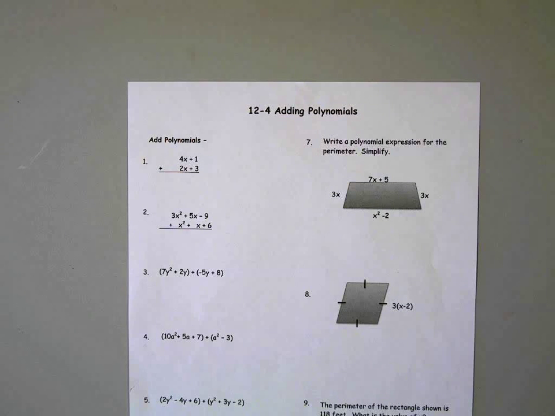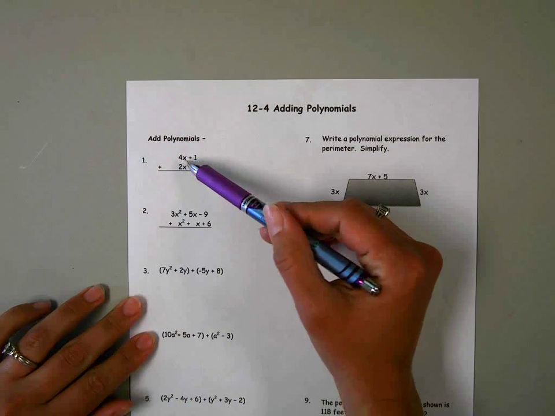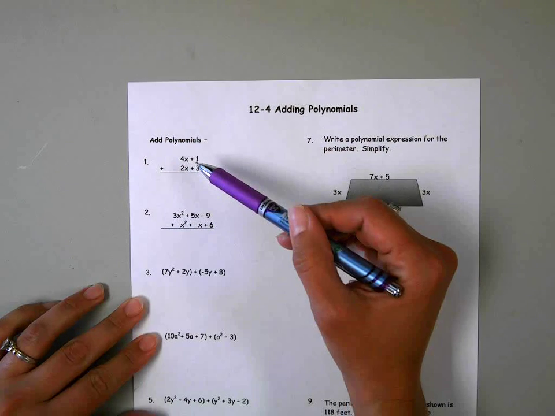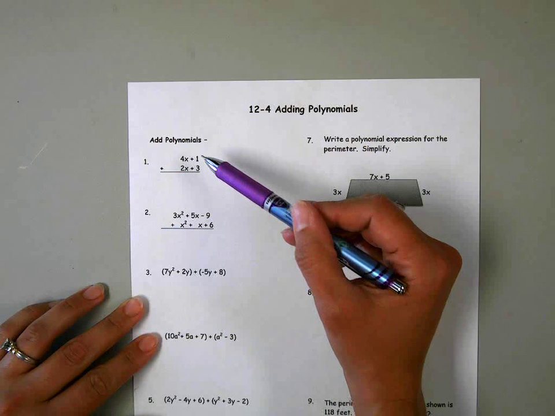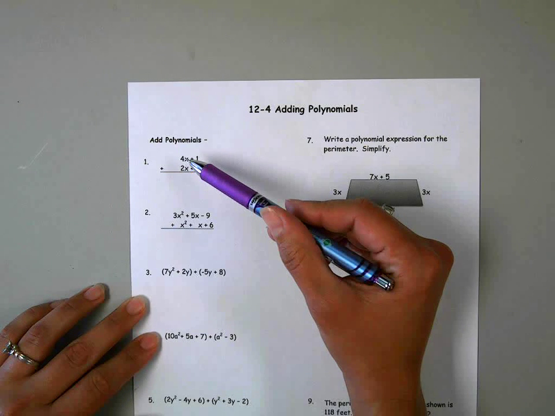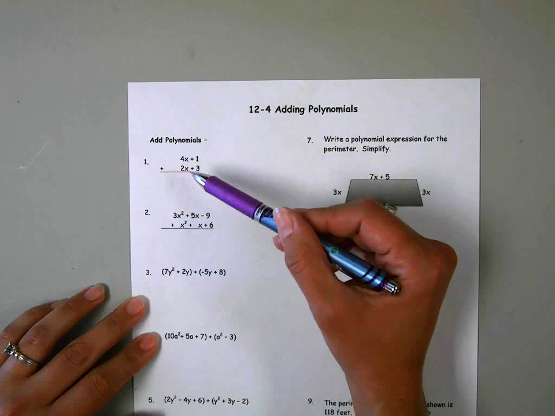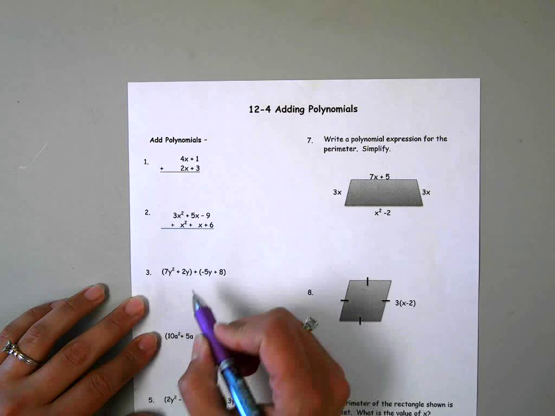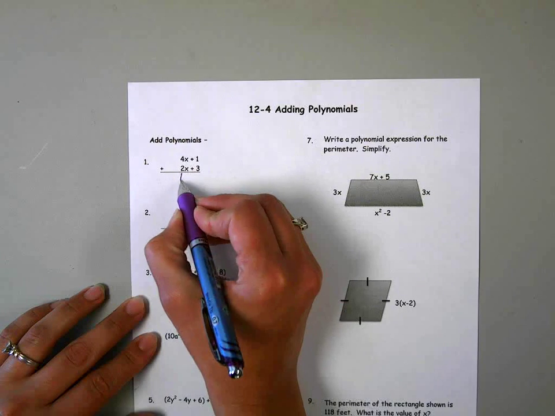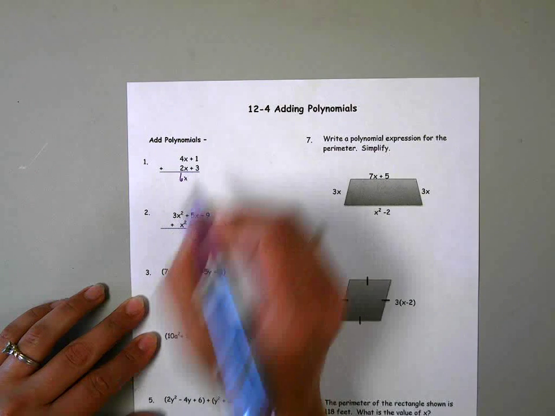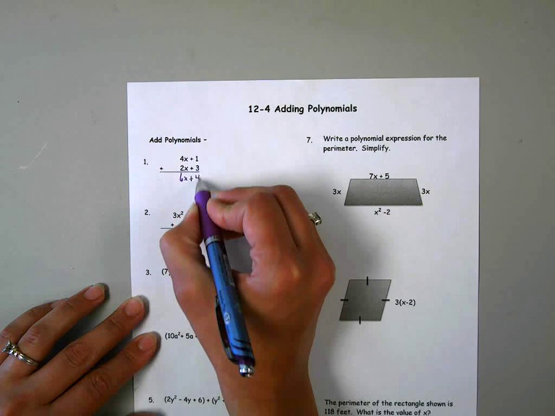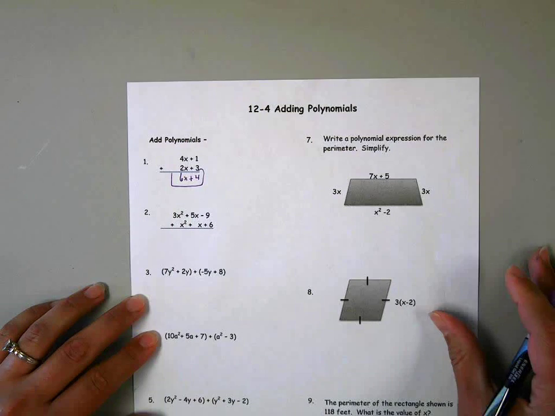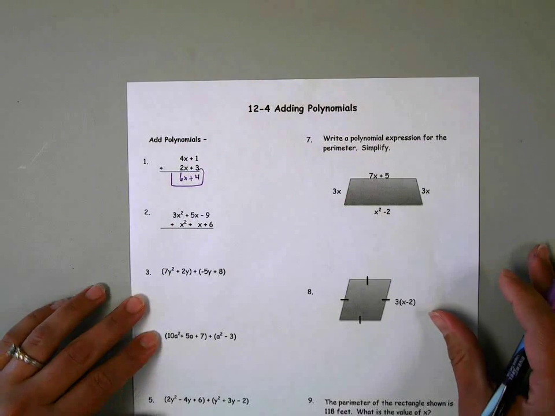Today we are going to add polynomials. So this one has already been written in a vertical form, so all we're going to do is basically combine like terms. So here we have 4x plus 1 plus 2x plus 3. So 4x plus 2x is 6x, and 1 plus 3 is a positive 4. So 6x plus 4 is our answer.